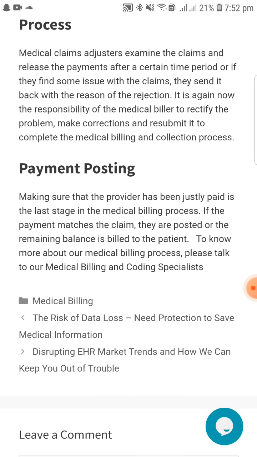Payment posting. Making sure that the provider has been justly paid is the last stage in the medical billing process. If the payment matches the claim, it is posted, or the remaining balance is billed to the patient.